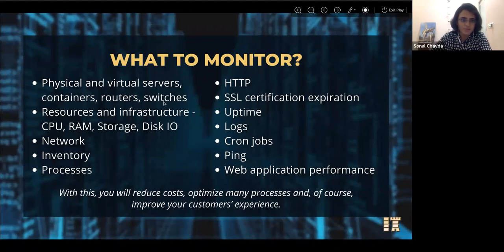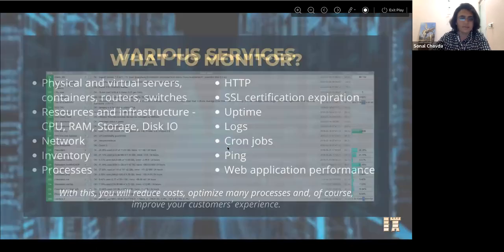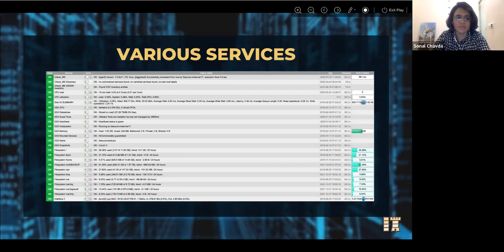And going to smaller components, you would want to monitor various resources and infrastructure like CPU, RAM, storage, disk I/O, network, inventory, processes, HTTP monitoring, that is URL monitoring for your website or web application, automatic SSL certificate expiration checking, uptime for your systems, logs monitoring, cron jobs, ping, web application performance. This is the main part of our webinar, and we will have a little detailed look at various things which we can monitor.